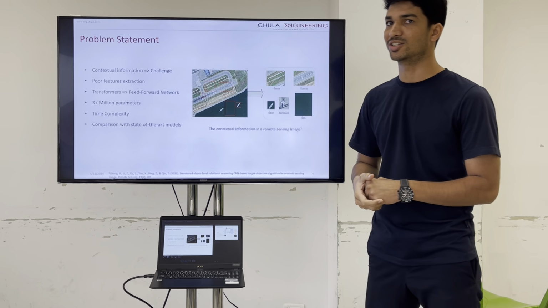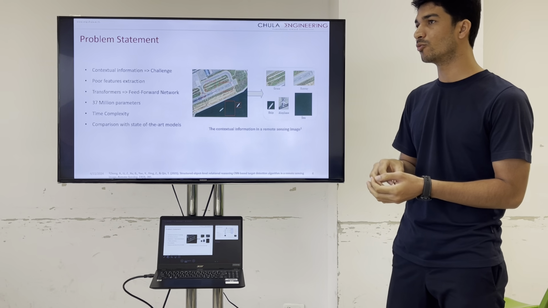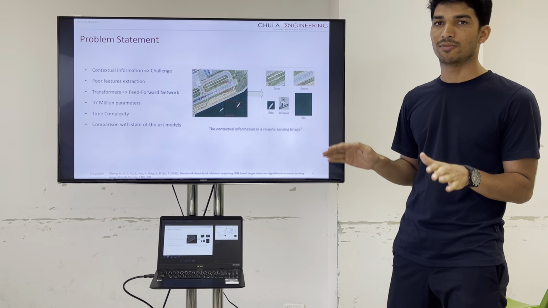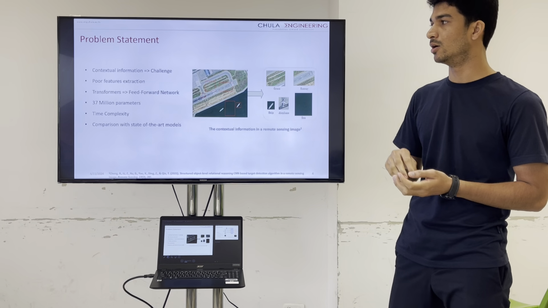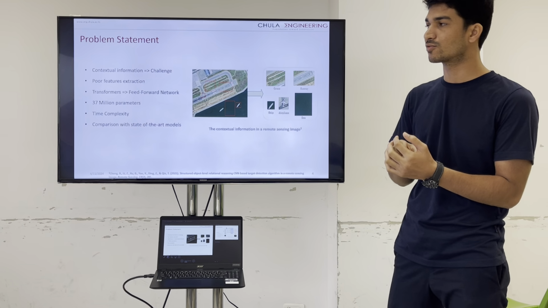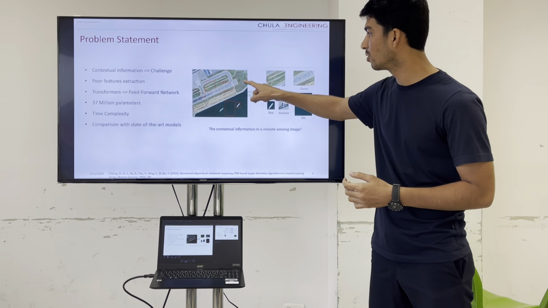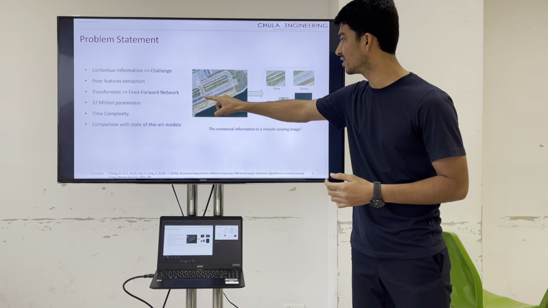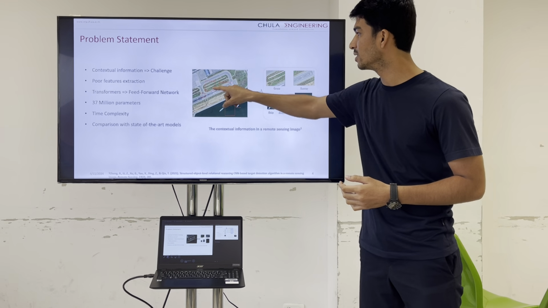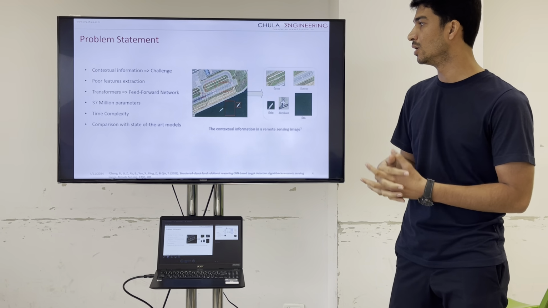And poor feature extraction. Feature extraction means when we have a low resolution image and we need to extract the features from the image, like this is the whole picture and we need to extract the features from this one, and this one. That was poor in the previous models.